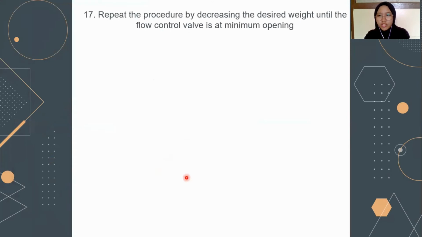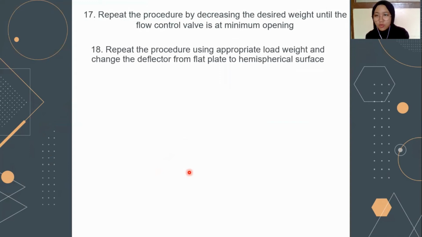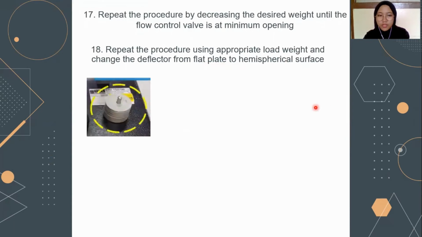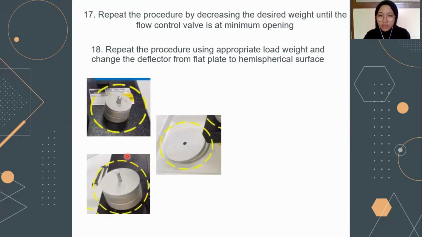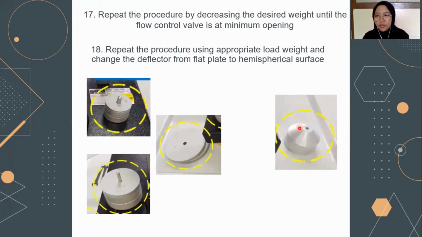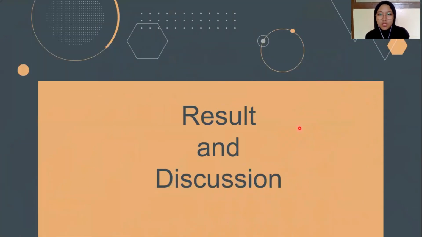And then we will continue repeating the procedure by decreasing the desired weight until the flow control valve is at minimum opening. And then after finishing with the flat surface deflector, repeat the procedure using appropriate load weight and change the deflector from flat plate to hemispherical surface. So these are the weights, and this is the hemispherical surface that we use to replace the flat plate. So I think that is all from me. My friend will continue with result and discussion. Thank you.